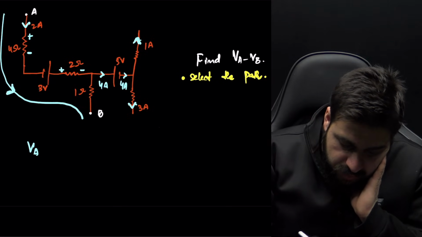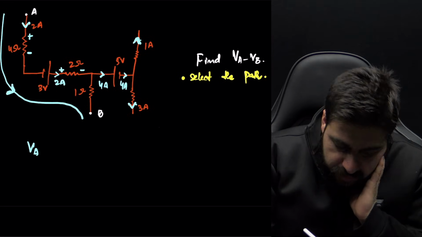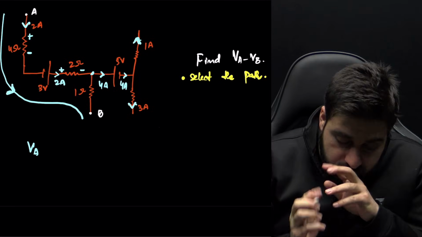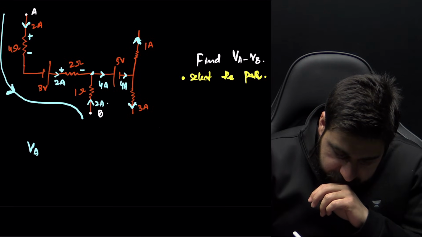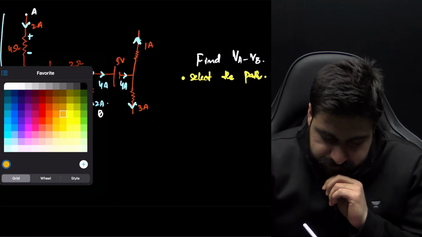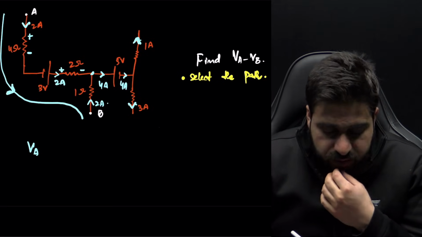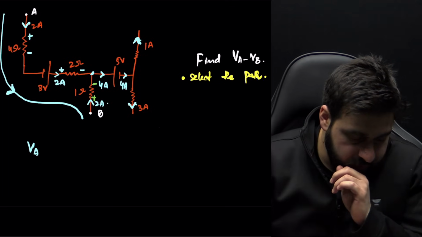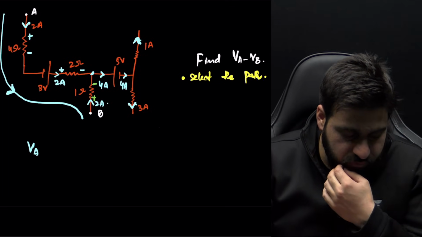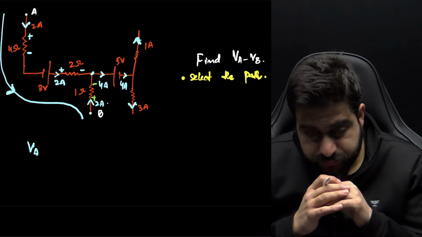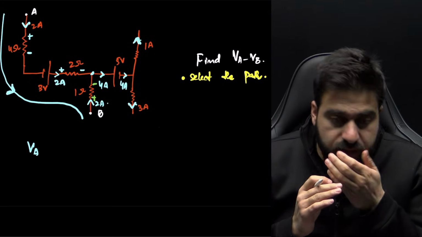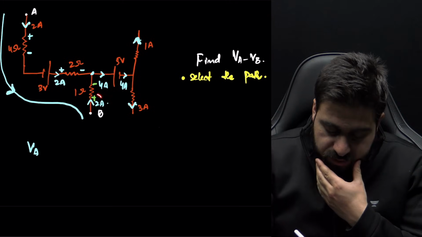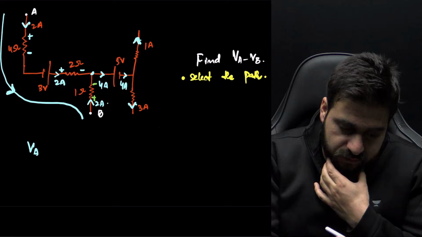Now see guys, 2 ampere is coming from this side. If 2 ampere is entering this junction, is it possible that 4 ampere can leave? No. So 2 must be coming from this side. So this will be higher potential, this will be lower potential, because current always flows from higher to lower. From this positive to this negative.